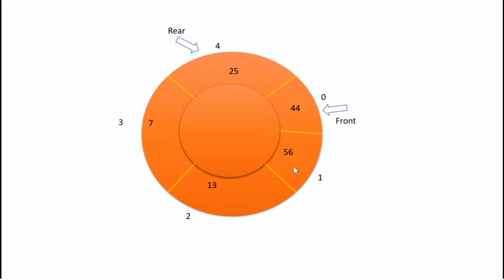In a normal queue, we can insert elements until the queue becomes full, like this. But once the queue becomes full, we cannot insert the next element even if there is space in front of the queue.